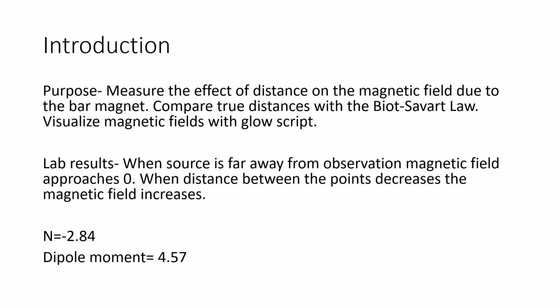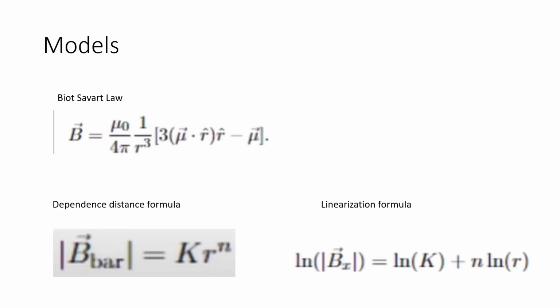n is equal to negative 2.84 and the dipole moment is equal to 4.57. The models that we are going to use are the Biot-Savart law, as shown there, the distance dependence formula, and the linearization formula, also both shown.